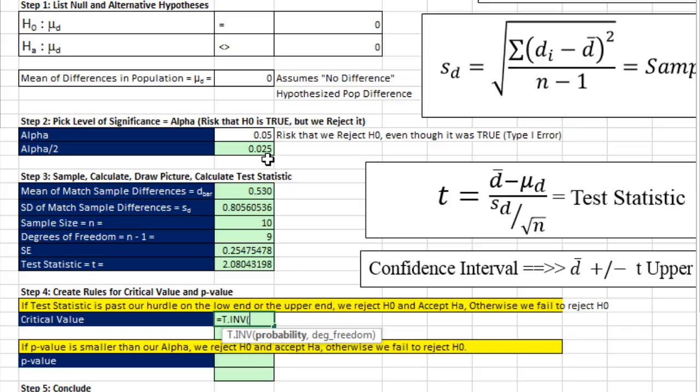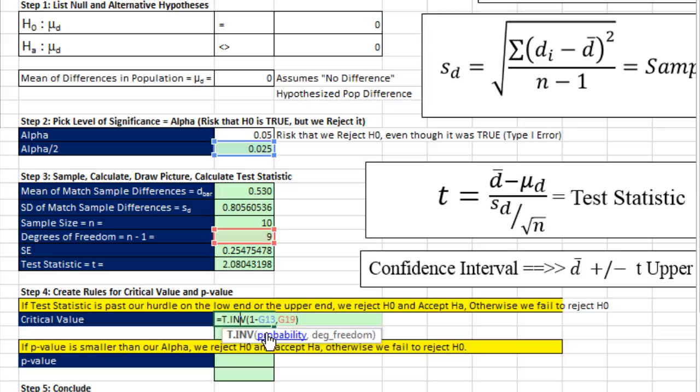Probability, well, we need to go all the way up to 0.025 on the upper end. So I have to say 1 minus 0.025. That's 97.5% probability, comma, and our degrees of freedom. Remember, degrees of freedom tells us which one of the many t distributions to go look at. And when I hit enter, the hurdle is 2.26. And our test statistic did not make it past that. So we would fail to reject the null hypothesis.